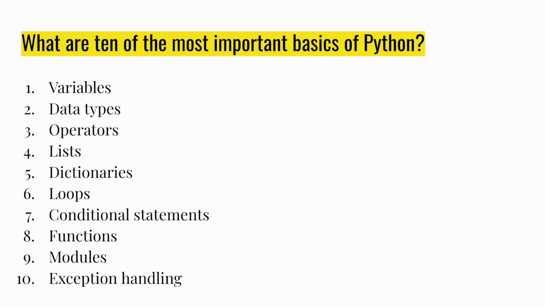Dictionaries. Dictionaries are like hash maps, as you might have known. Dictionaries are another type of data structure that can store a collection of values. Dictionaries are similar to lists, but they use keys rather than indexes to access values. We will look into how it works.